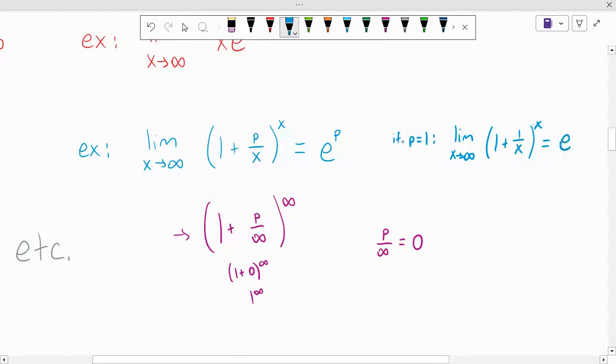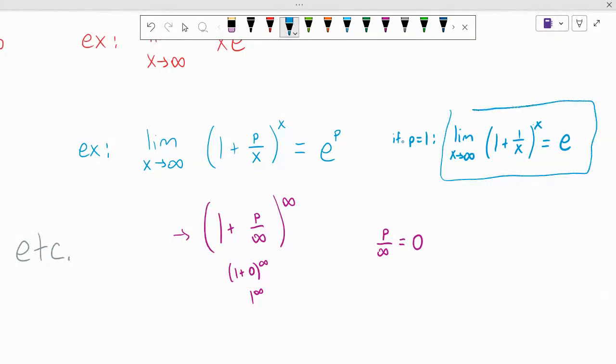So sometimes you'll see people use this limit as the definition of the number e. So that's kind of interesting how the number e is appearing in this formula, perhaps.